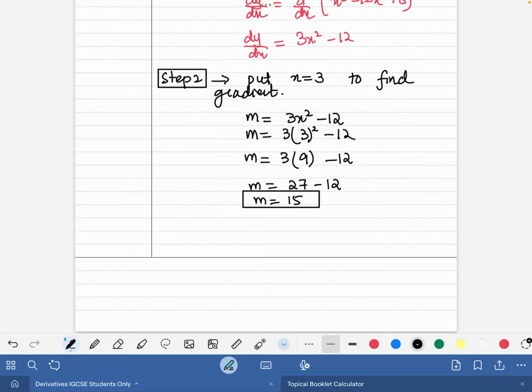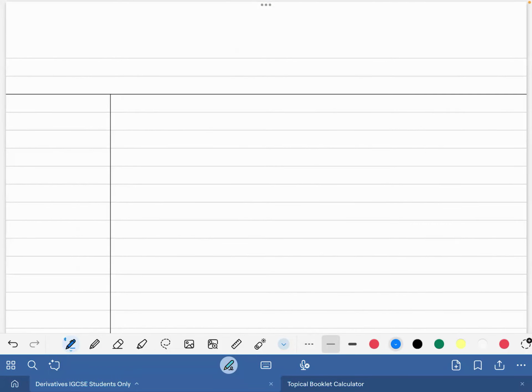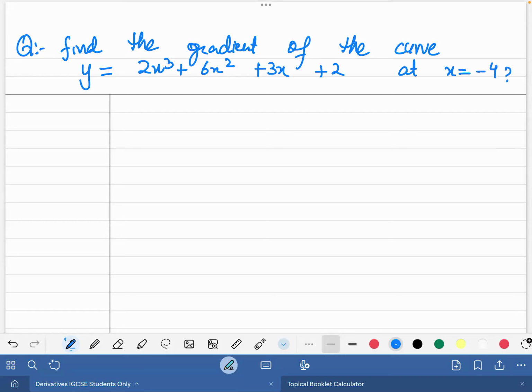एग्जांपल के तौर पे क्वेश्चन नंबर 2 करवाता हूँ, सब गौर से देखें और सब माइक्स अपने ऑन करो. क्वेश्चन है: find the gradient of the curve y is equals to 2x cube plus 6x square plus 3x plus 2 at x is equals to minus 4. G, what is the step 1?